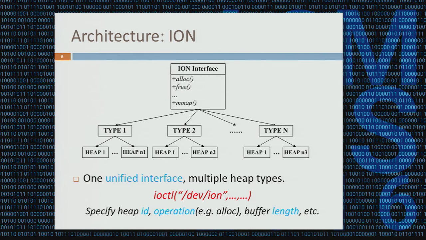But one thing is the same. All the heap types must implement the same interface specified by ION. This interface includes some general methods like alloc for allocating memory, free, and mmap. With this unified interface, a user can allocate memory from any of the underlying ION heaps. He only needs to specify the heap ID.